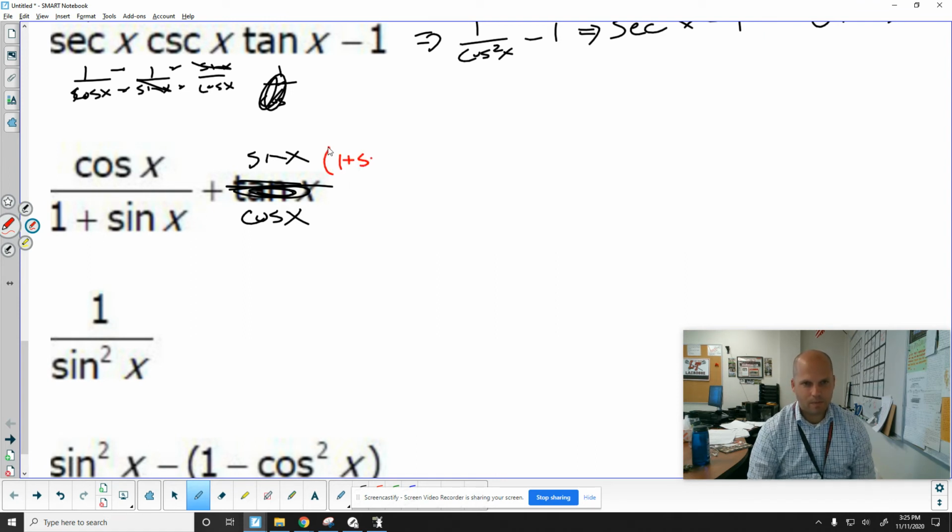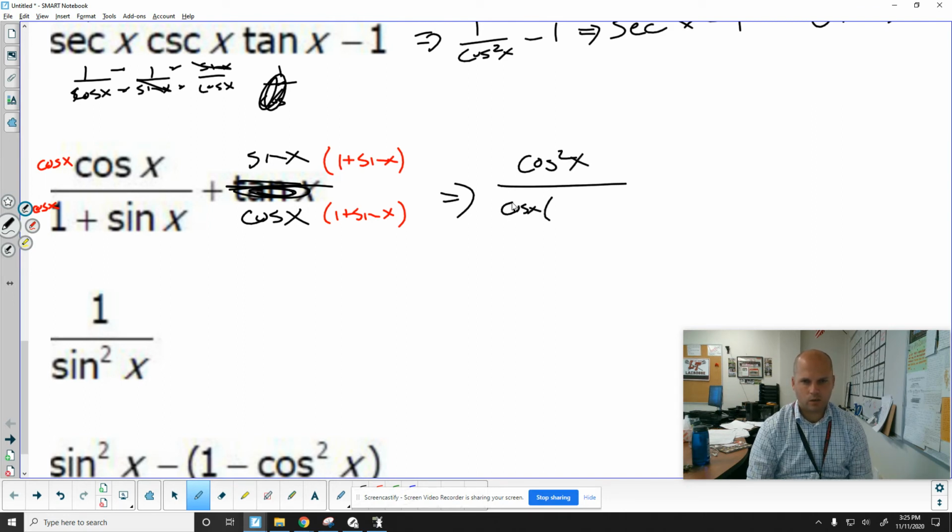Common denominator. That means I'm going to multiply the top and bottom of this one by the denominator over here. Over here, I'm going to multiply the top and bottom by the denominator of the other guy. Okay, now, this guy on the left, cosine squared x over cosine x, 1 plus sine x. This guy on the right, sine x times 1 plus sine x, and cos x times 1 plus sine x.